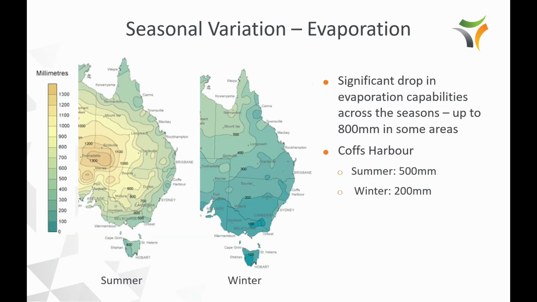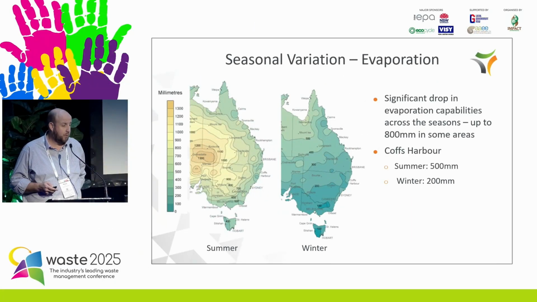Evaporation. So obviously, as I said, a lot of people move to Australia for the sunshine. We should try to use it in relation to get rid of our leachate where we can. Of course, in some areas it's not suitable, but a lot of the places it is, which we'll touch on as we go through. But be very mindful too of the significant changes across the seasons in relation to evaporation. So in Coffs here, in summer we're having up to half a metre, but then in winter it's only 200 mils. So we've got to be very mindful of that.